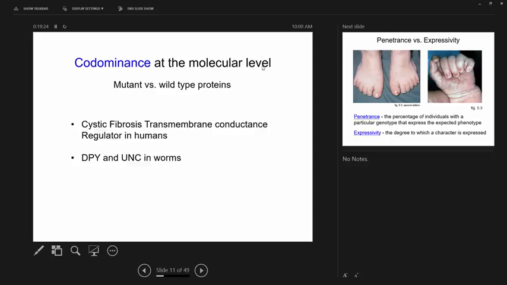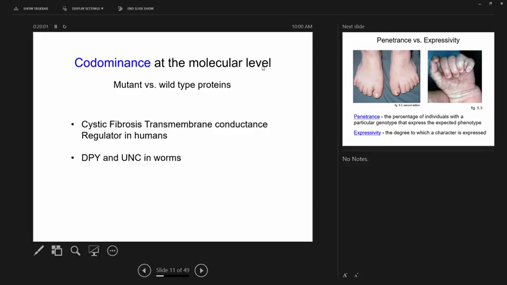The Dumpy worms are the ones that are short and fat, and the Unk worms are the ones that are, Unk means uncoordinated, so they are mostly paralyzed. They can move a little bit, but not very much at all. In these cases, the Dumpy that we're working with is a problem with collagen. So collagen helps to hold the integument together, so essentially the skin of the worm, or the outer covering of the worm, and attach it to the muscles.